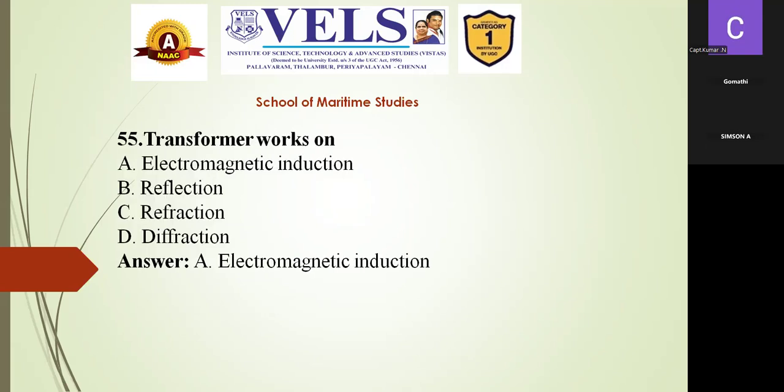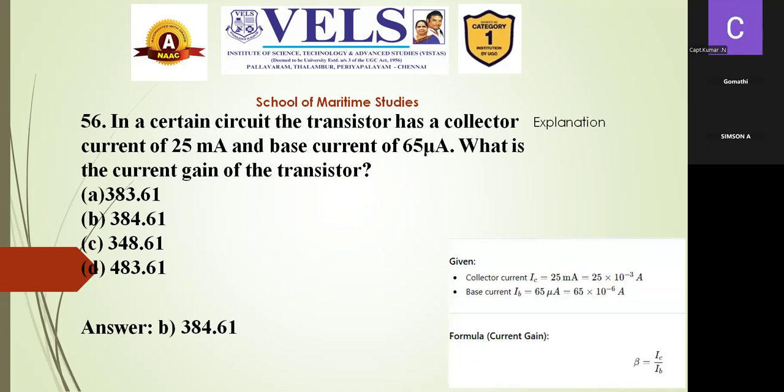The transformer works under the principle of electromagnetic induction. In a certain circuit, the transistor has a collector current of 25 milliampere and base current of 65 microampere. So what is the current gain of the transistor?